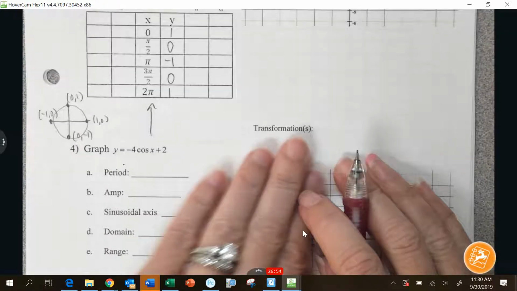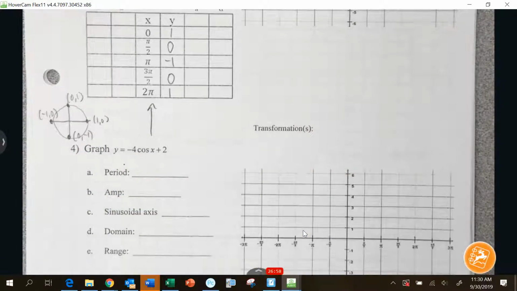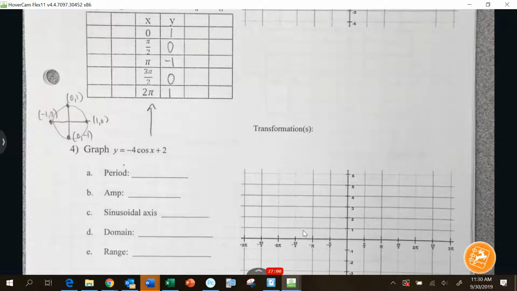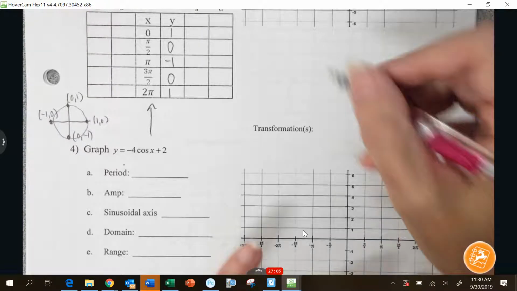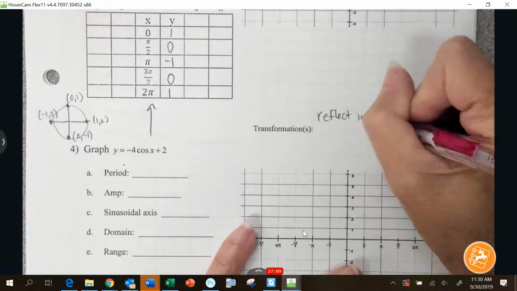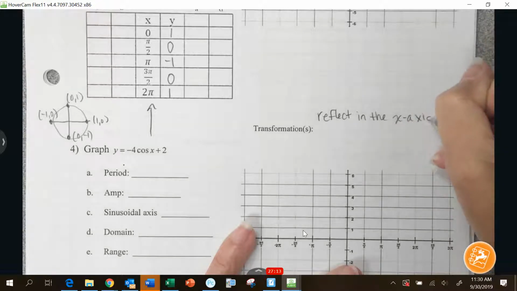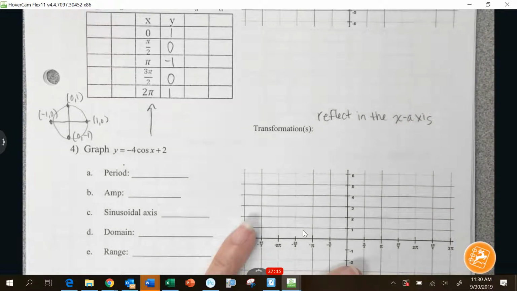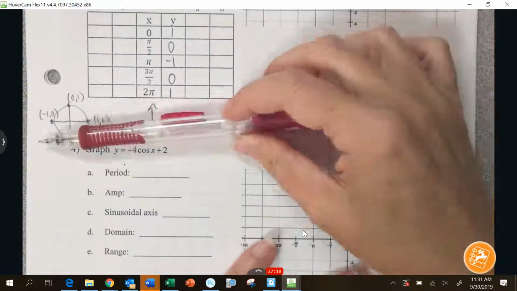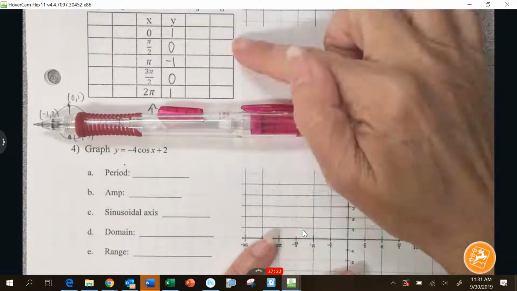Let's write out our transformations. So if I have a negative, a 4, and a plus 2, let's start in order. What's the negative? Tell me, Kia. What kind of reflection is that? In the x-axis? Reflect in the x-axis. So if you're not sure which one that is, here's our x-axis, and we're going to reflect up and down in the x-axis.